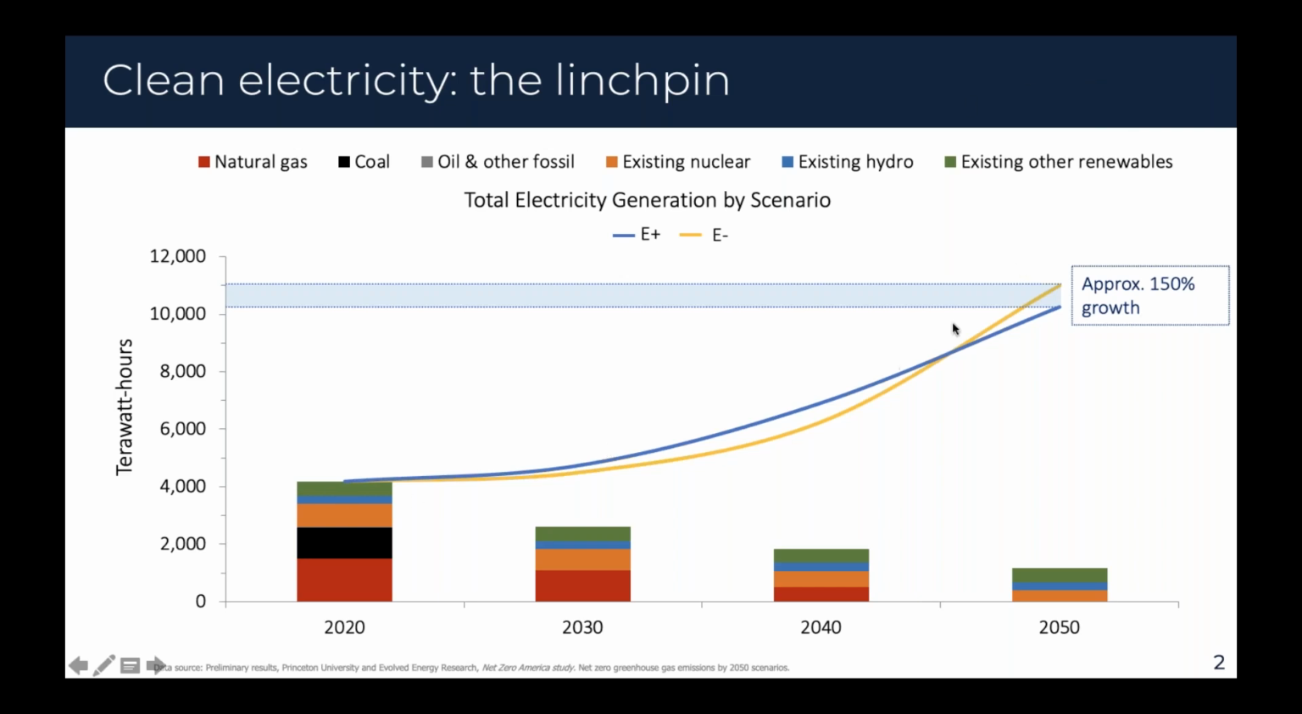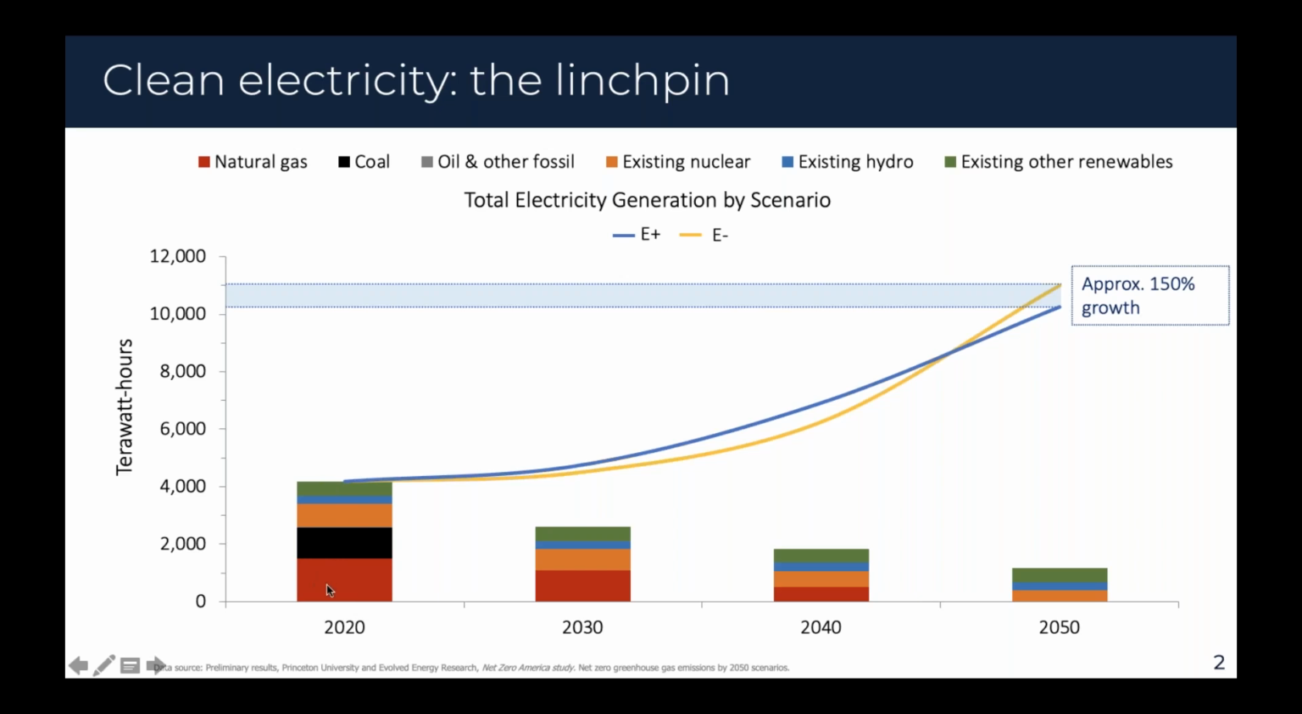So what this graphic here shows is a couple of different scenarios with different levels of end-use electrification assumptions, the E+ and E- cases, and the total electricity demand between now and 2050 in our modeled scenarios. And then I have the existing portfolio of resources in the bars below that.